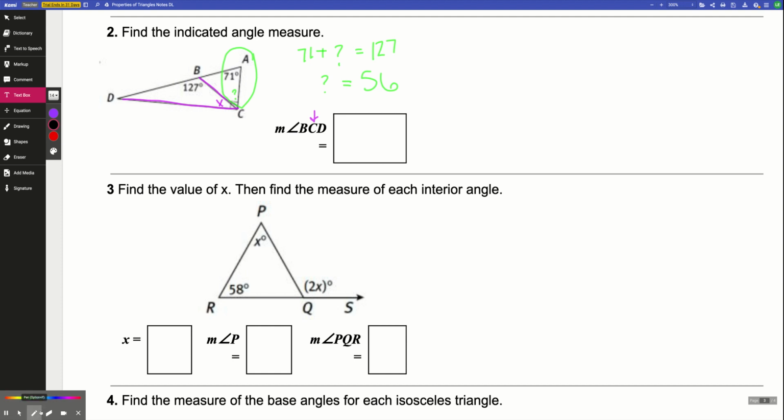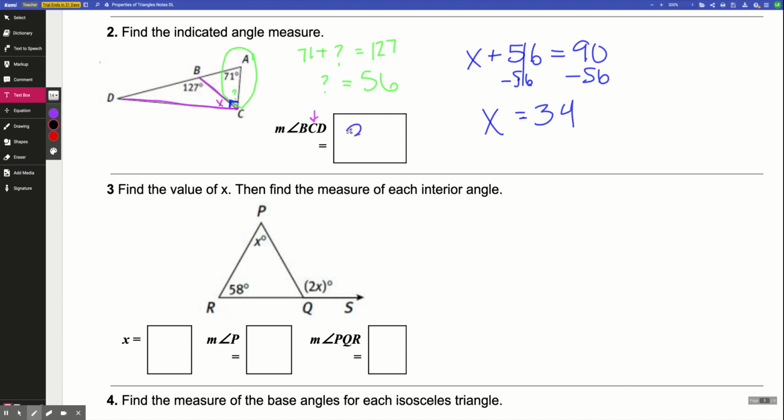Okay, and then I'm hoping that you noticed that this angle C is a right angle. So that means that the X, the one that I'm looking for, plus the question mark that I just found, 56, has to equal 90 degrees. So I'm going to subtract 56 from both sides. It's a terrible 5, but what can you do? And I end up with X is equal to 34. So BCD, the one that I'm looking for, is 34 degrees. All right, let's take a look at number 3, which again is going to use our exterior angle theorem.